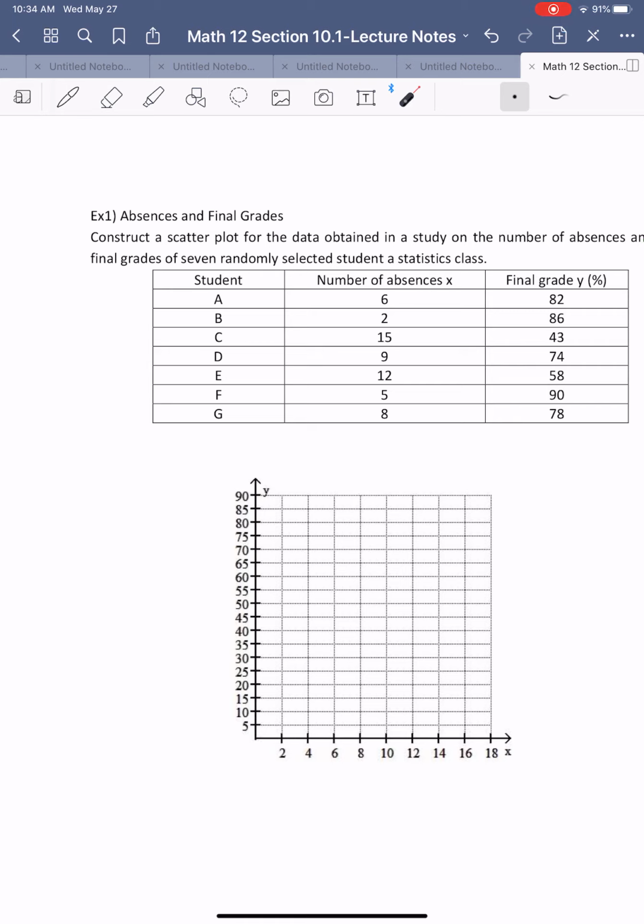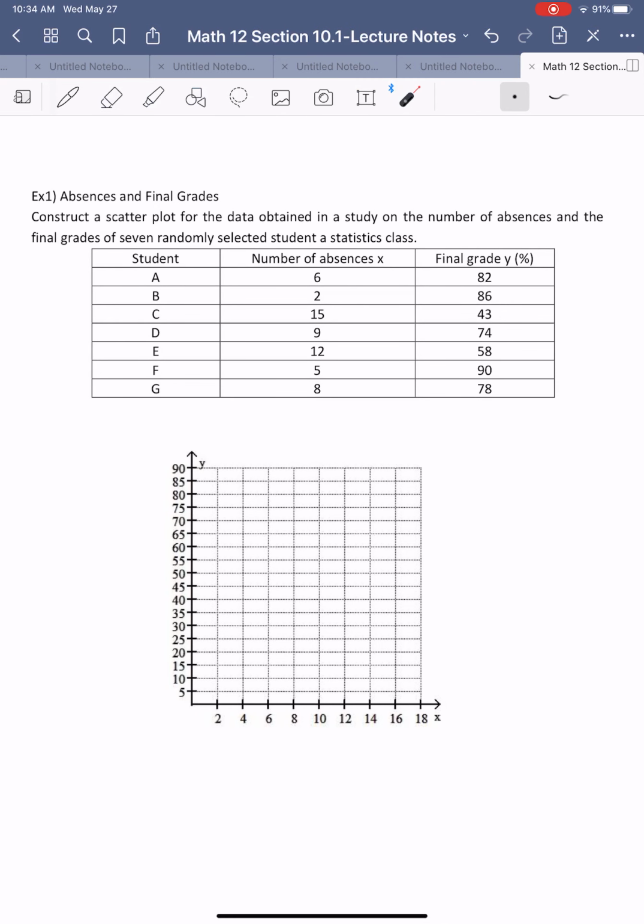Let's look at example 1, absences and final grades. Construct a scatter plot for the data obtained in a study on the number of absences and the final grades of 7 randomly selected students in a statistics class. The students are labeled A through G. The numbers of absences for students A through G were 6, 2, 15, 9, 12, 5, and 8. The final grades were 82, 86, 43, 74, 58, 90, and 78.